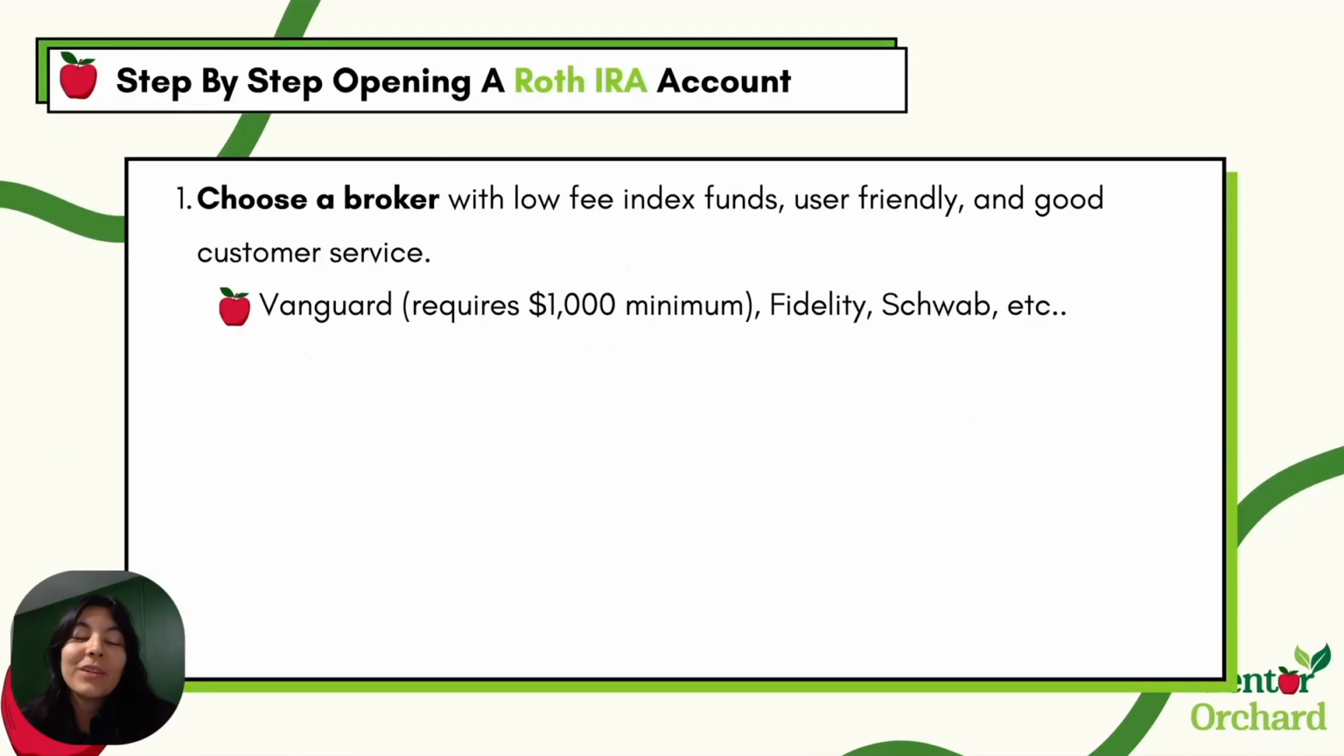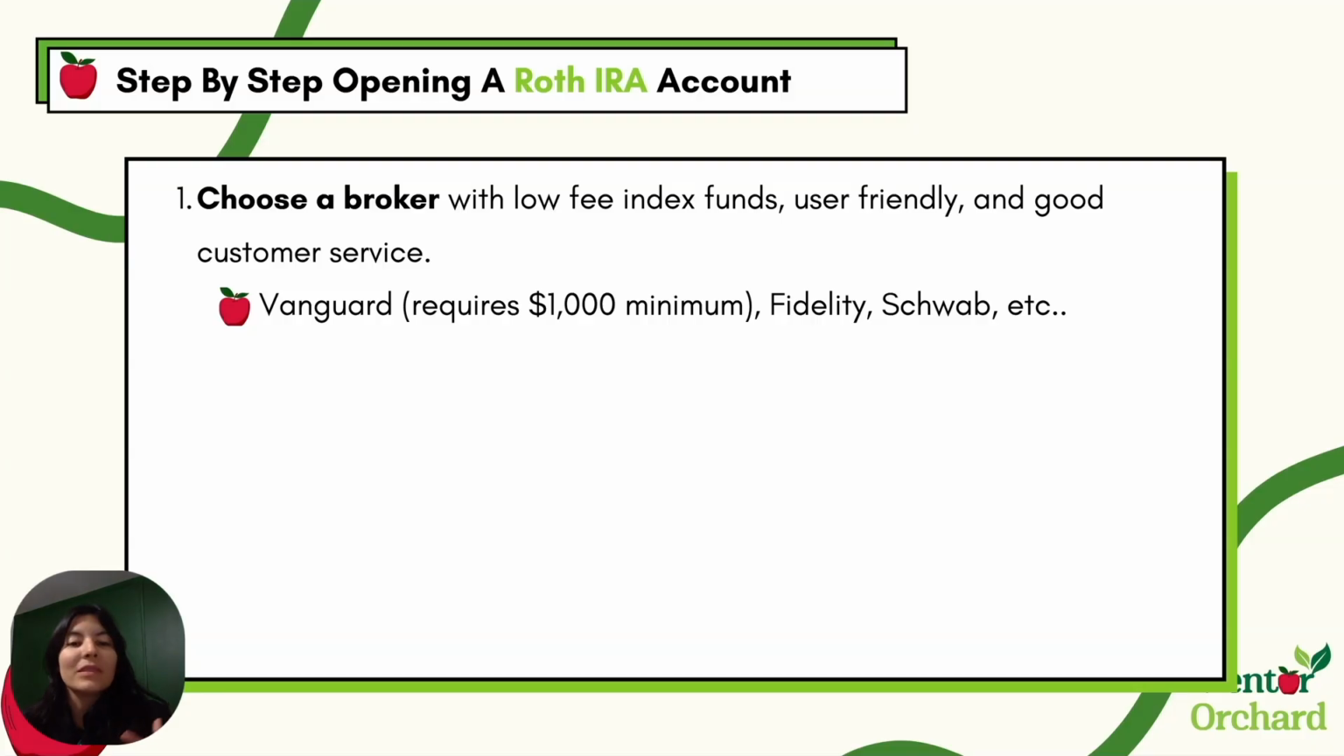So if you're interested in opening a Roth IRA account, here's the step-by-step on how to do it. The first thing is you need to choose a broker. There's a lot of popular ones out there. I've listed Vanguard, Fidelity, and Schwab, but there's many, many others.